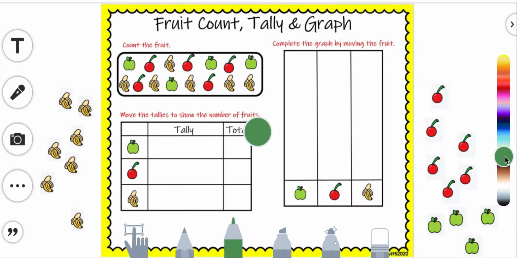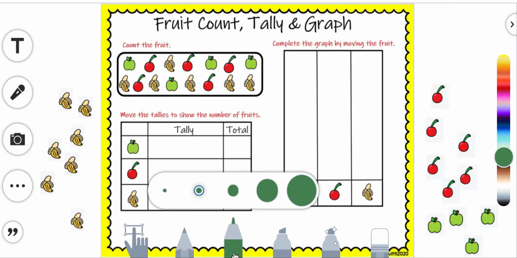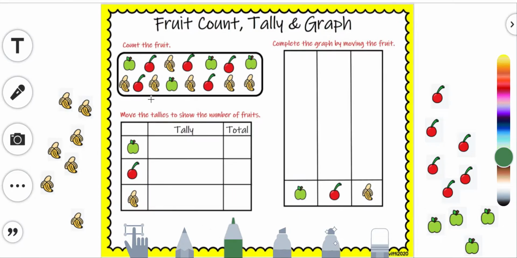So let's get started. All right, so let's take a look first of all at the apples, and we are going to count them. 1, 2, 3, 4. So I'm going to come here and draw me 1, 2, 3, 4 tally marks. How many cherries? 1, 2, 3, 4, 5.